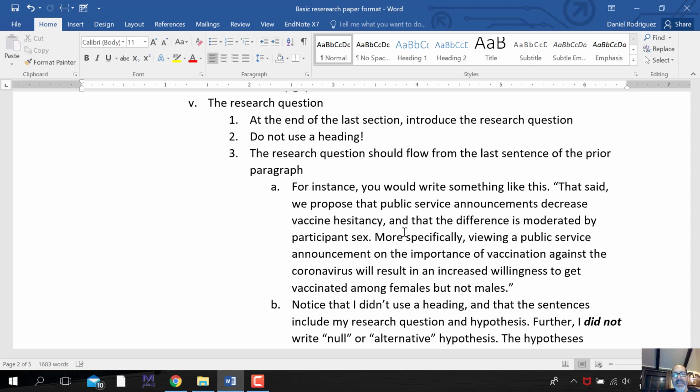That said, we propose that public service announcements decrease vaccine hesitancy, and the difference is moderated by participant sex. See, that's my idea, right? More specifically, look at this. Now I'm getting into the specifics. I'm going to talk about the hypothesis here. More specifically, viewing a public service announcement on the importance of vaccination against the coronavirus will result in an increased willingness to get vaccinated among females, but not males.